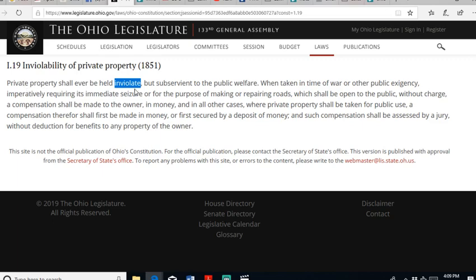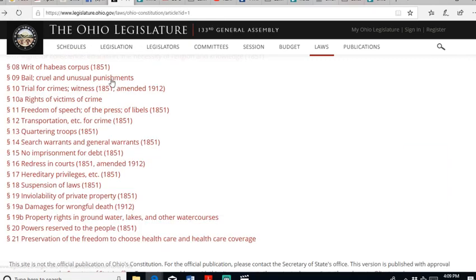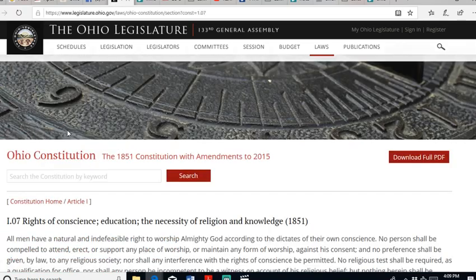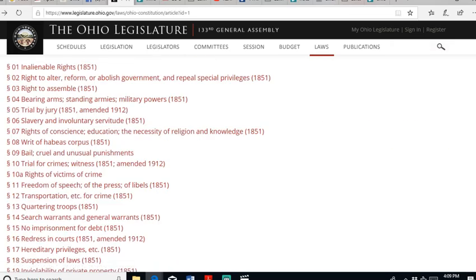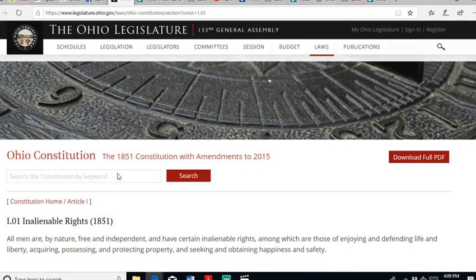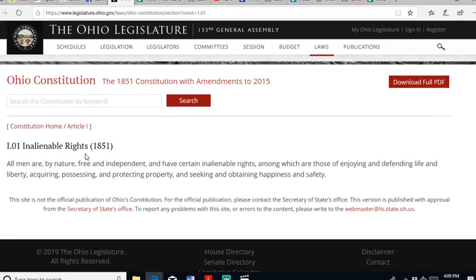Private property can never be held inviolate. Let me go down to here again. Let's look at this. This is under section 19. We're going to talk about rights of the conscience. All men have a natural indivisible right to worship Almighty God according to the dictates of their own conscience. And then I want to show you here, nor shall any interference with the rights of the conscience be permitted. I'm just going to recap. This is in some of my other videos. In inalienable rights, all men by nature have certain inalienable rights.